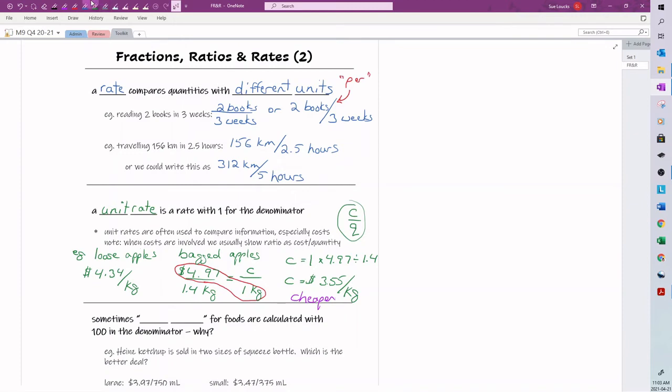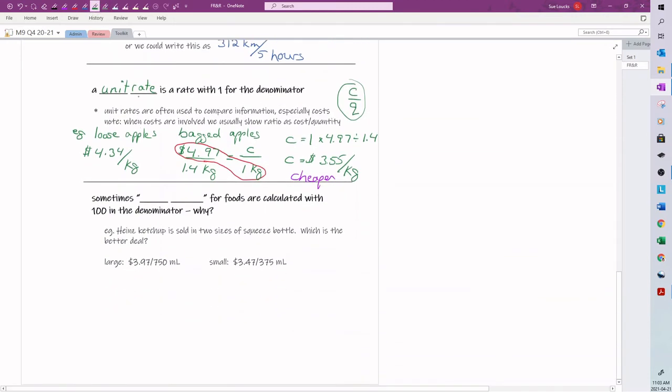Sometimes unit rates for foods are calculated with 100 in the denominator instead of 1, which is why I've got unit rates in quotes. Why would we do that? Well, let me show you an example. Heinz ketchup is sold in 2 sizes of squeeze bottles. Which is the better deal?